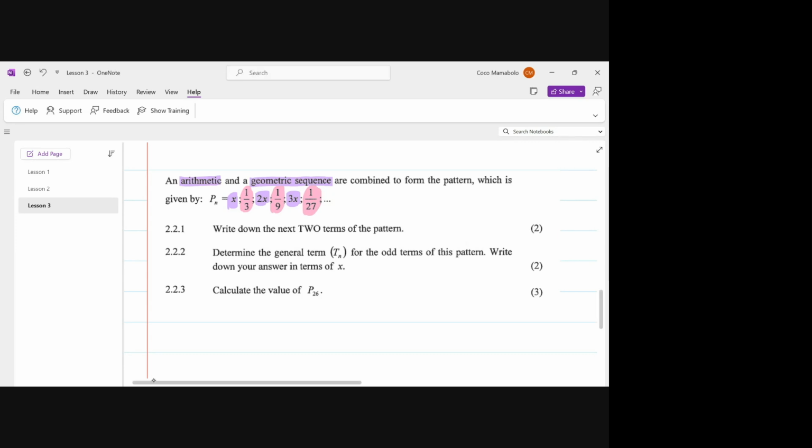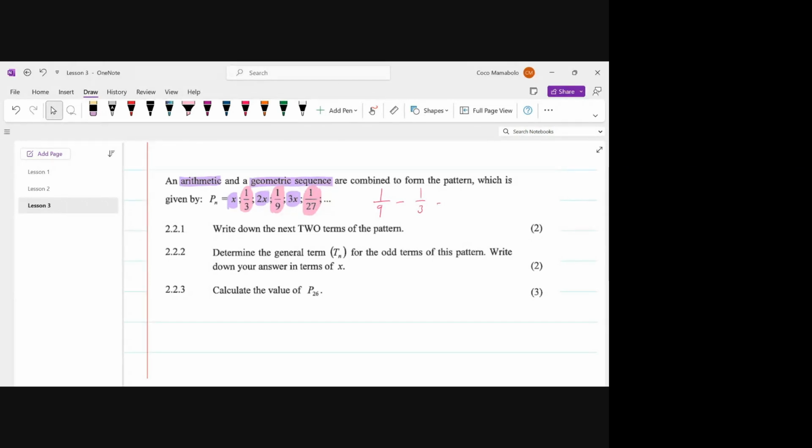So if we take the pink one and see, if I have to have a common difference, 1 over 9 minus 1 over 3 would actually give me minus 2 over 9. And 1 over 27 minus 1 over 9, I would need 3 over there, would give me minus 2 over 27 and not minus 2 over 9. So I don't think that the pink one is an arithmetic sequence. Okay. So obviously it's going to be the purple one.